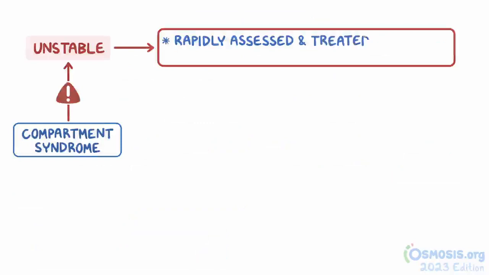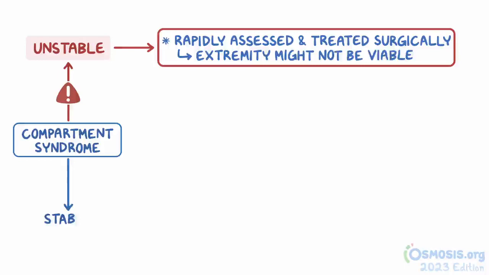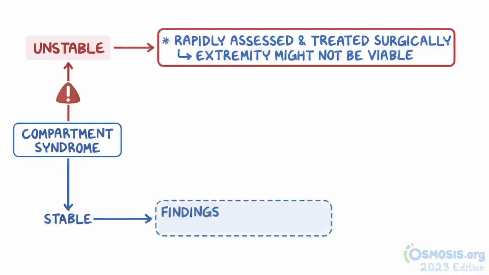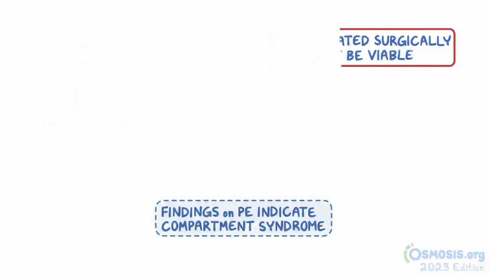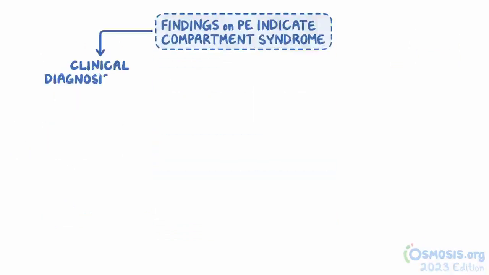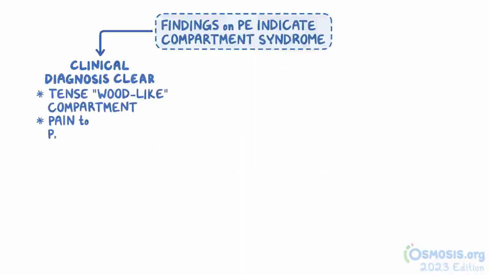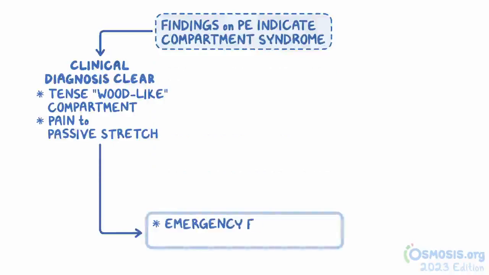All right, as a quick recap, acute compartment syndrome is a surgical emergency. Unstable patients should be rapidly assessed and treated surgically, as the extremity might not be viable. On the other hand, stable patients may present with findings on physical exam that indicate compartment syndrome. When the clinical diagnosis is clear, such as a patient with a tense, wood-like compartment and pain to passive stretch, immediately call for a surgical consultation for an emergency fasciotomy and treat any underlying causes.